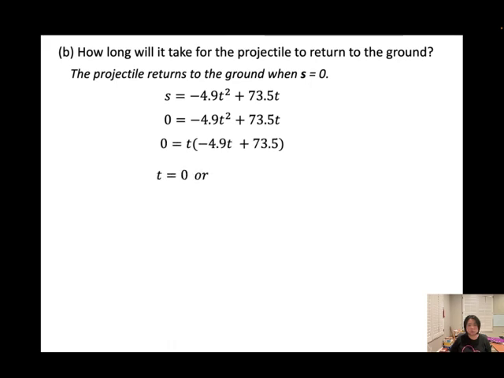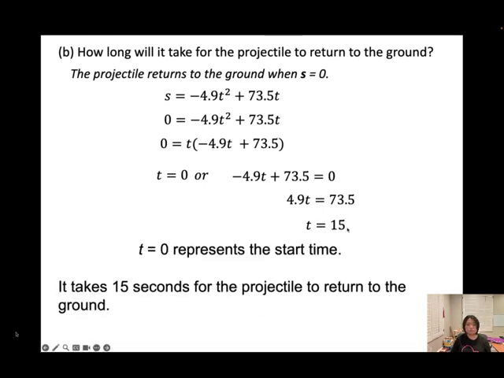One is t equal to 0, or solve this equation: add 4.9t to both sides, divide by 4.9, and you get 15 seconds. So one is when we start shooting the projectile, t equal to 0. And when it goes up and then comes back and hits the ground, t is 15 seconds. Make sure you answer the question. That's it.